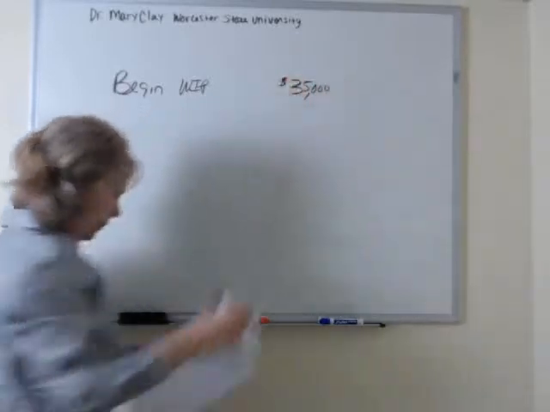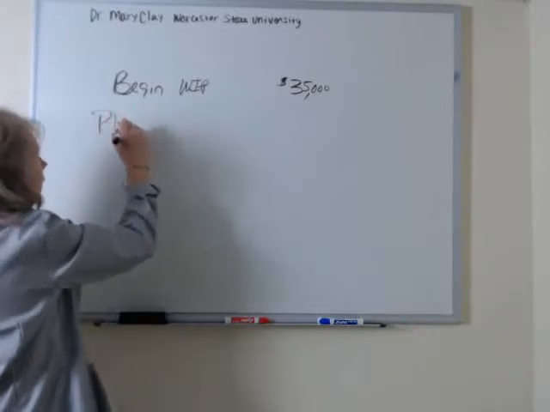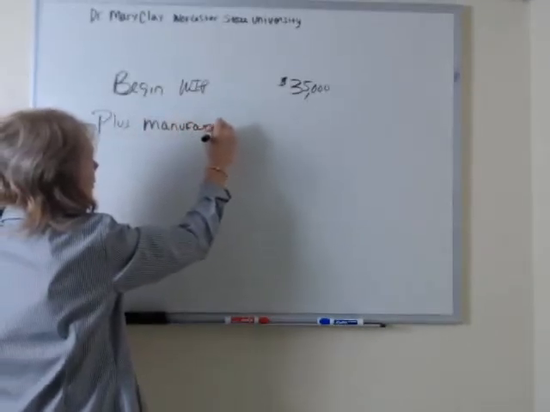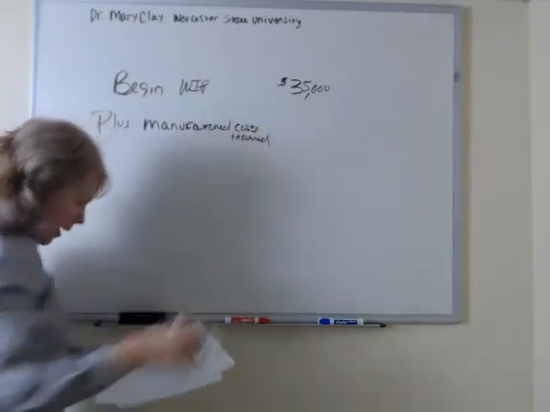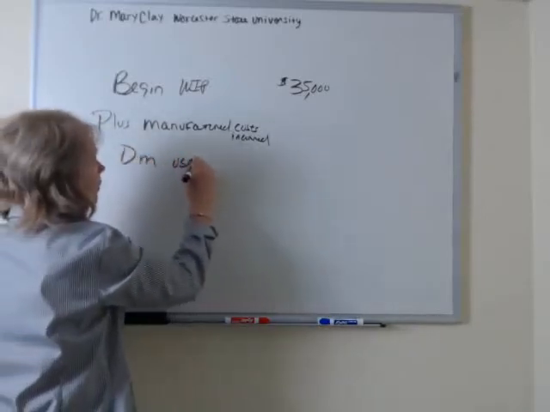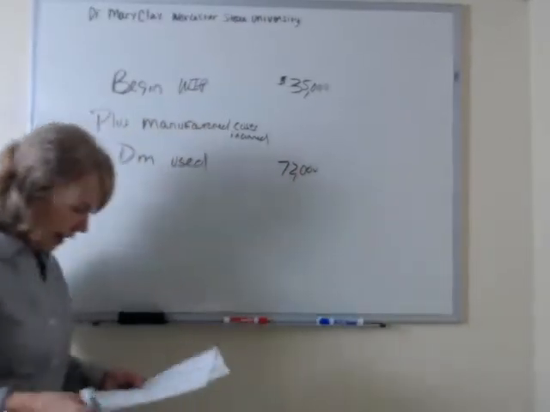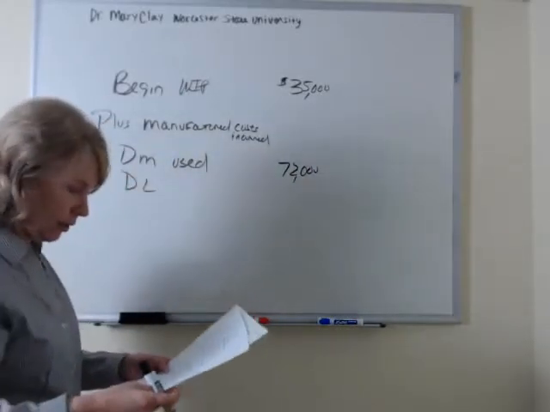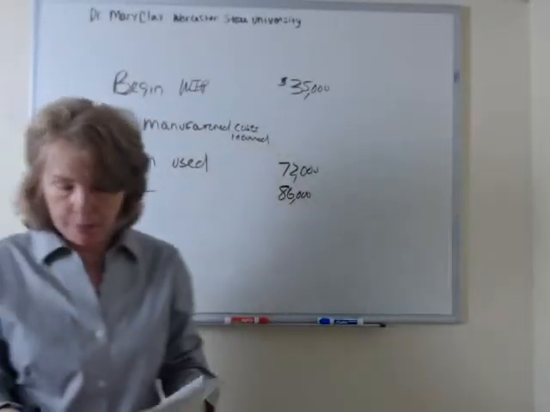That's a dollar figure. Next, I am going to add in my manufactured costs incurred. I've got direct materials used, that's when I just input my 72,000. Next item, direct labor. That's given to me right in the problem. Direct labor, 86,000. Next item, manufacturing overhead.